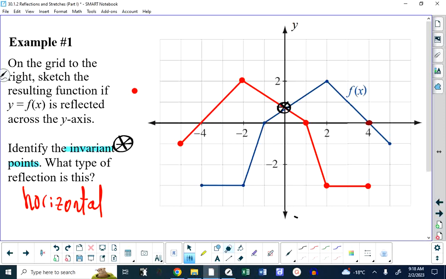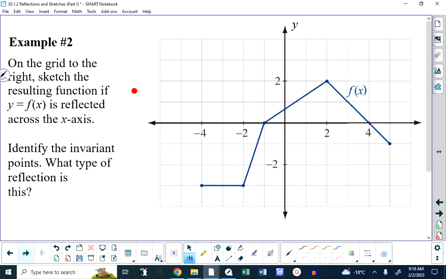Every other point moved. It may not be entirely clear to you, but that point is invariant because it's a y-intercept. It was not to the left of the y-axis, so it didn't move to the right. It was not to the right, so it didn't move to the left. It's invariant. I didn't talk about this, but the word invariant means not varying. Constant, fixed. Any questions with one?